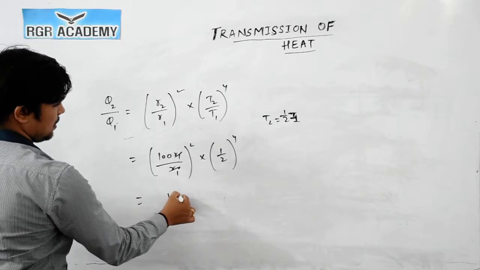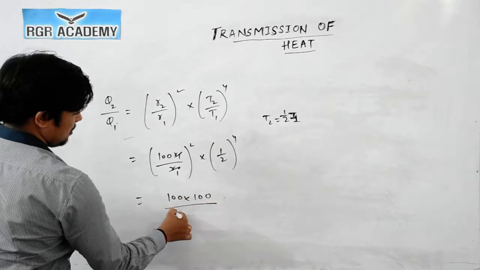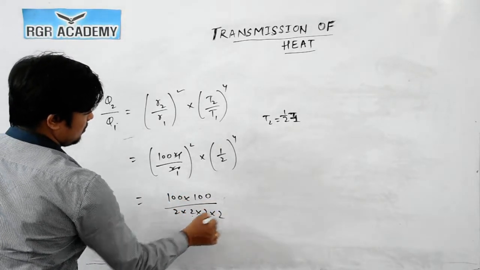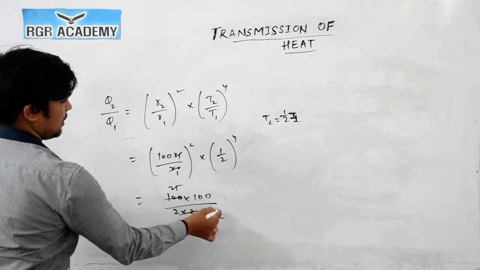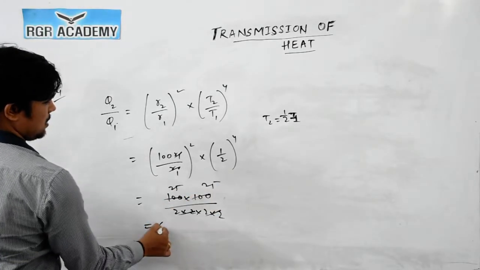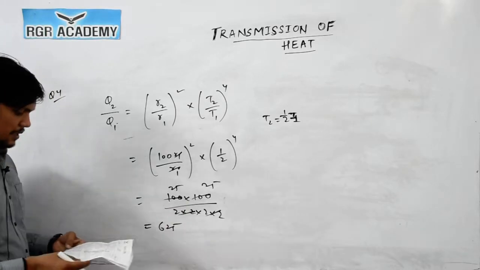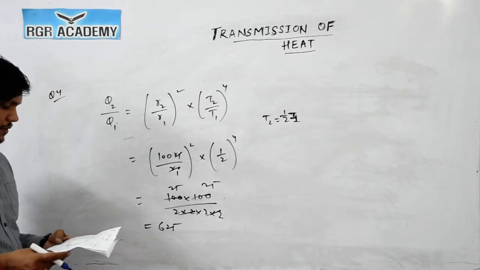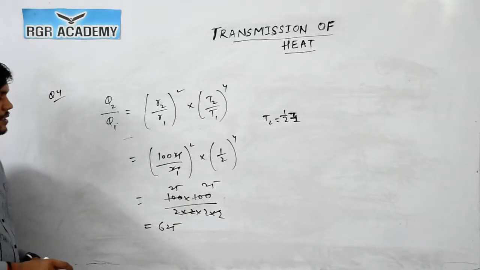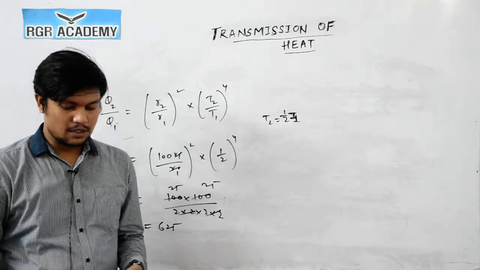So this is 100 into 100 divided by 2 into 2 into 2 into 2. So this is 25. This one is also 25. So the answer is 625. So it will increase by the factor of 625. So final energy is 625 times of initial energy. Now question number 5th.